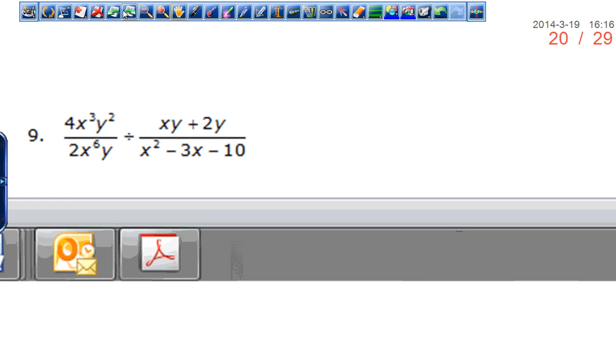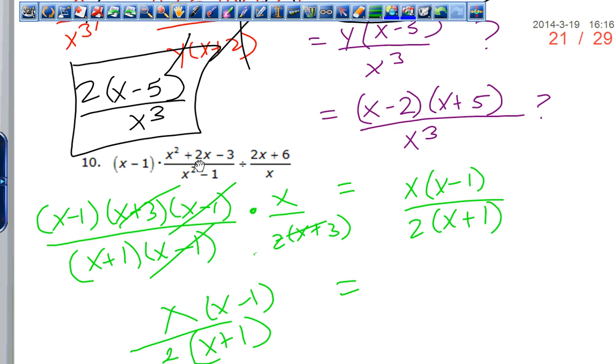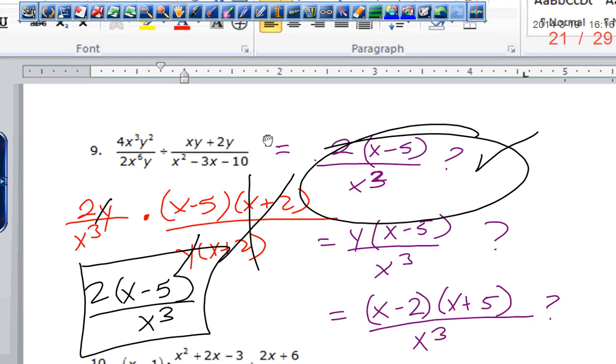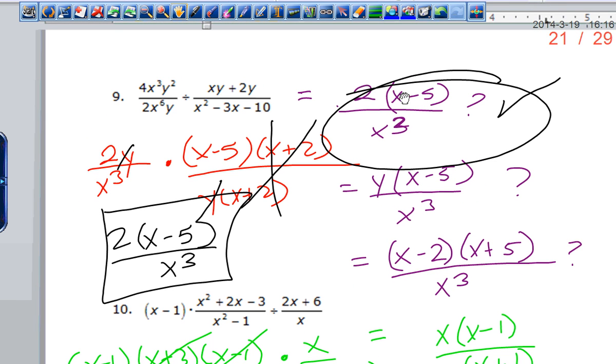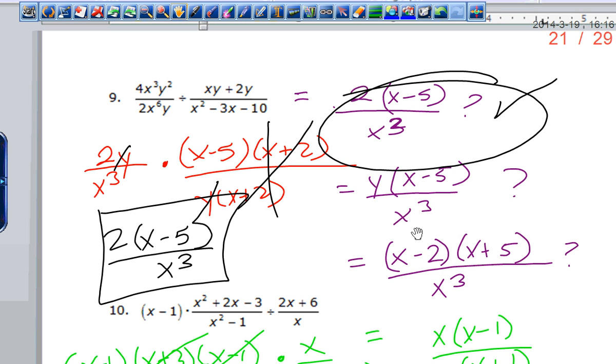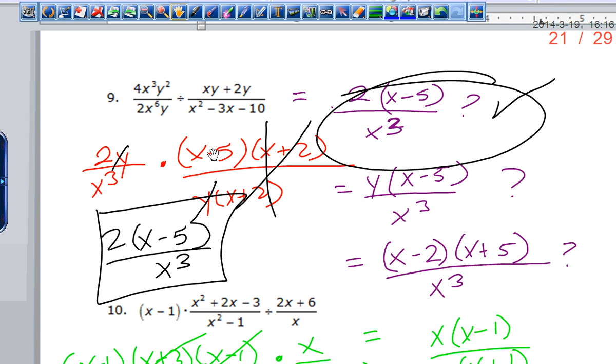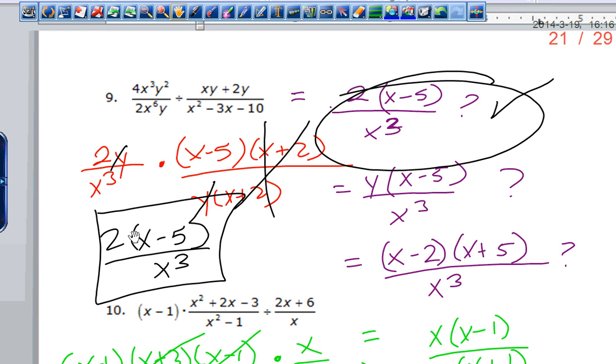And then number 9 and 10. There's number 9. I was asking kids in class what the answer was, so I was writing everything down. So we flip the second one and multiply. Go ahead and reduce this first. You get 2y over x cubed. Flip this, so my denominator is now my numerator. Everything cancels out except for the 2, the x minus 5, and the x cubed.